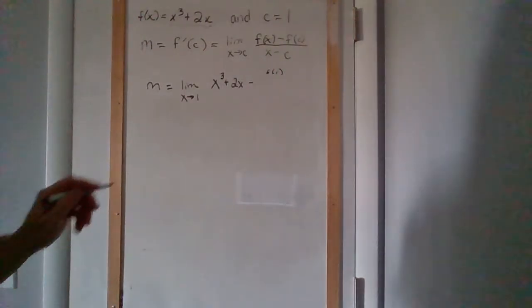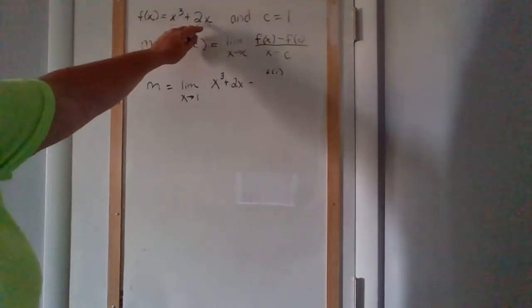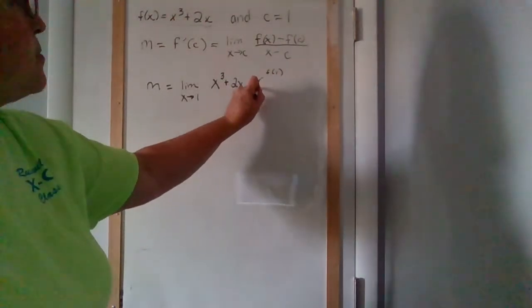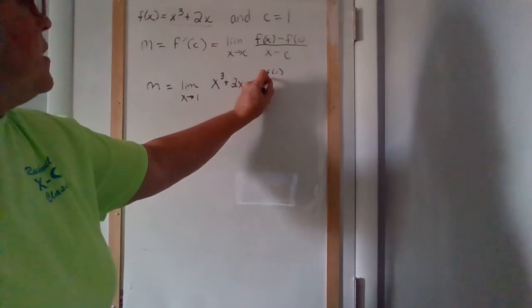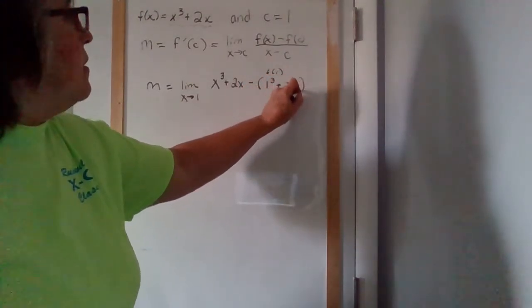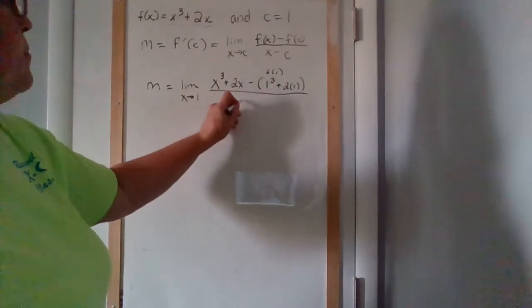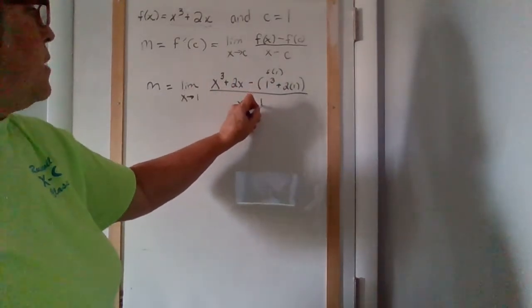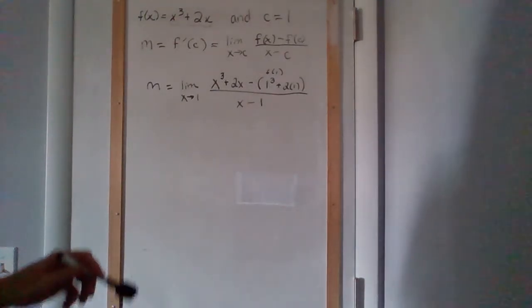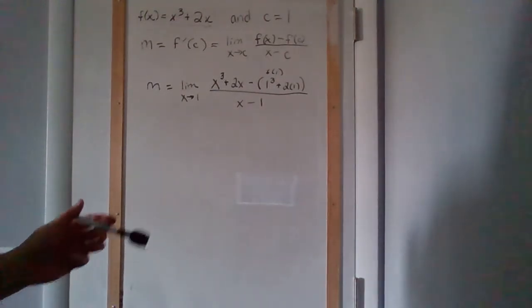So f of 1 means we're going to plug in 1 everywhere that there's an x in our function. So that would be minus, I'm going to use parentheses, 1 to the third plus 2 times 1. And then in our denominator, we have x minus our c value, which is 1. So once again, I would encourage you to try direct substitution.